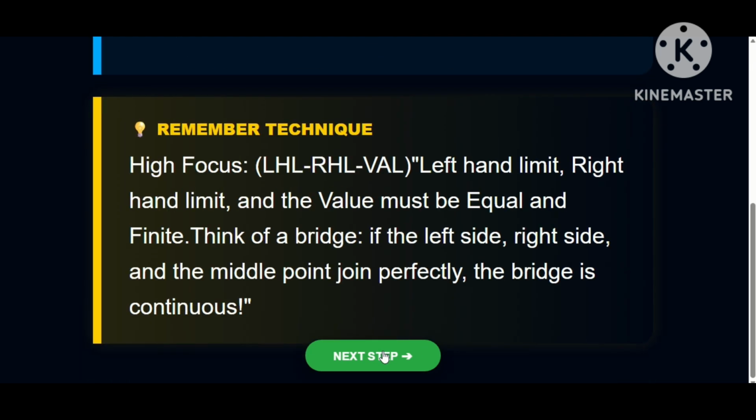Remember, the left hand limit, the right hand limit and the value must be equal. Think of a beach: if your left side and the right side are joined in the middle by a perfect bridge, it is continuous.